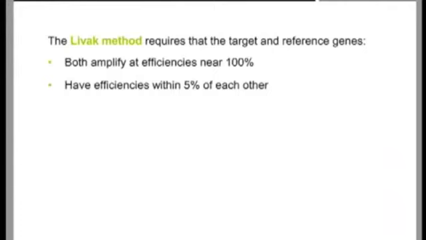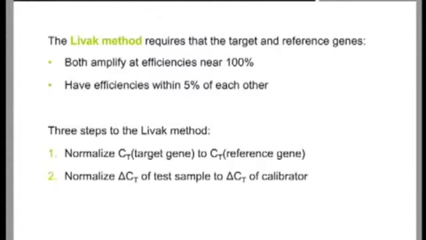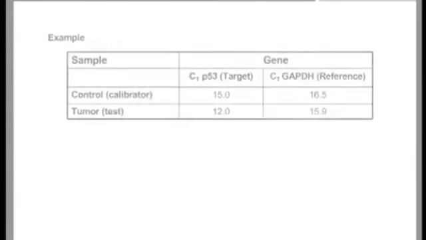The Livak method is also called the delta-delta CT or double CT method because it requires the determination of two delta CT, or difference in CT values. In the first step, normalize the CT of the target gene to the CT of the reference gene. In the second step, normalize the delta CT of the test sample to the delta CT of the calibrator sample. In the third step, calculate the expression ratio or fold difference.